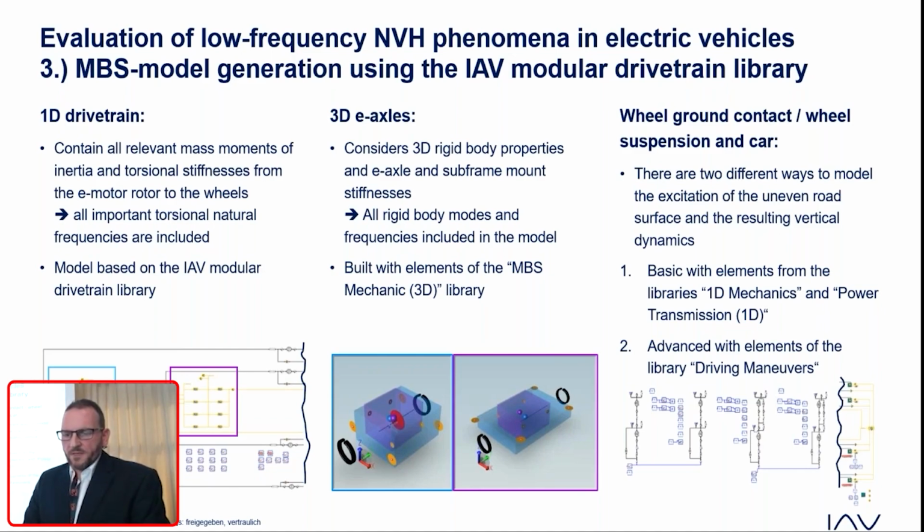There are two different ways to model the excitation of the uneven road surface and the longitudinal dynamics and vertical dynamics. In one, the simple model, the road contact, the wheel suspension and the car are modeled as elements of the 1D mechanics and 1D power transmission libraries. In the advanced model, these components are constructed using elements of the library driving maneuvers.